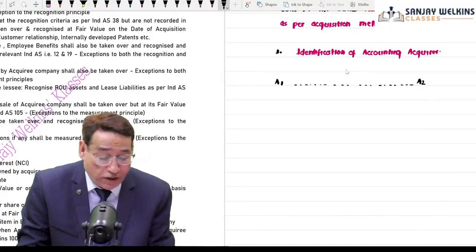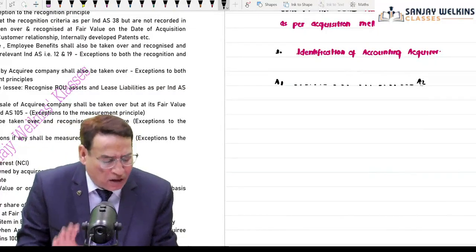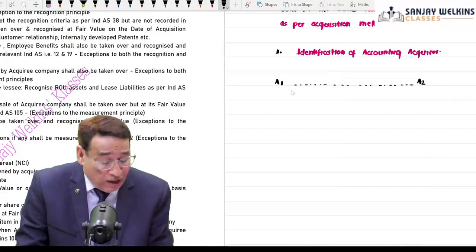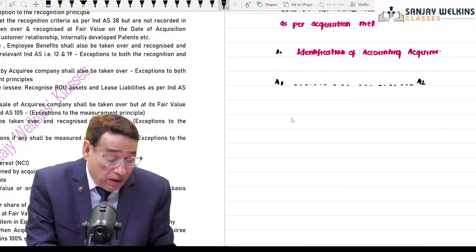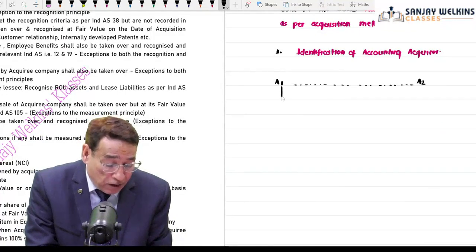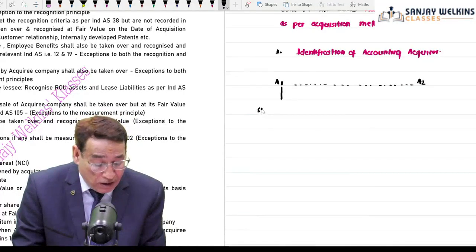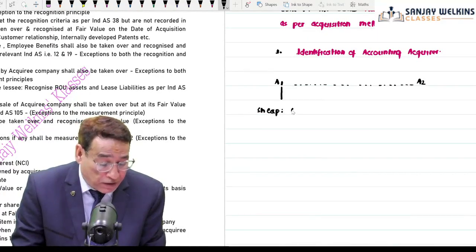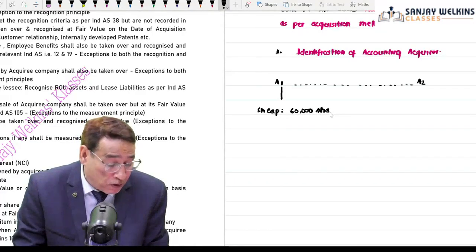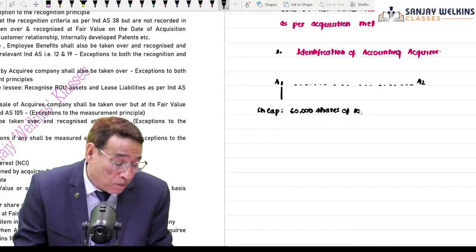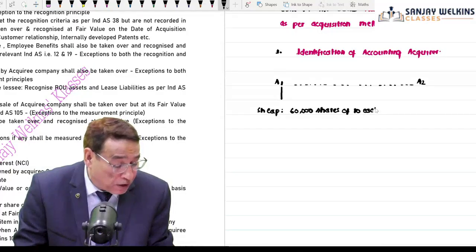We also presume that some investments were made. How much investment was made, I will let you know later on. Let us say in the balance sheet of A1 Limited, the share capital of A1 Limited is 60,000 shares of 10 each.